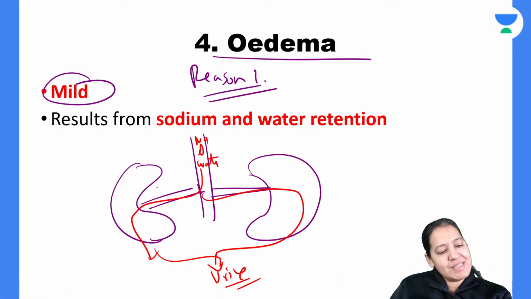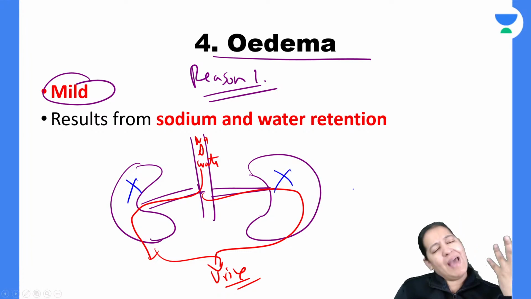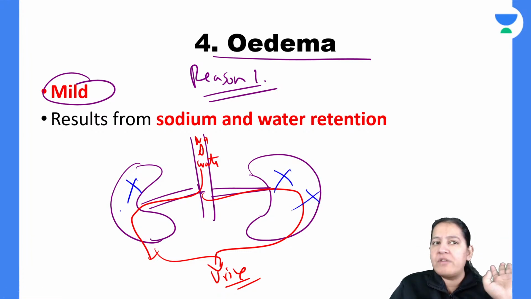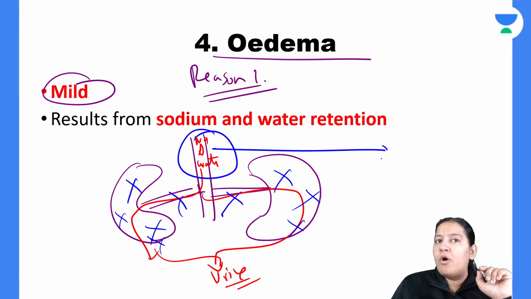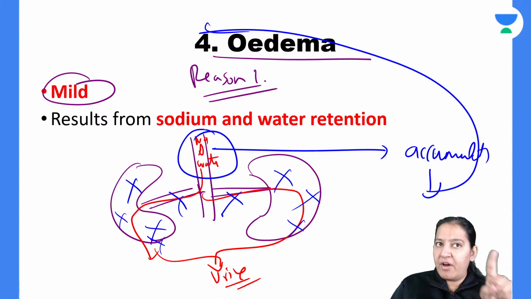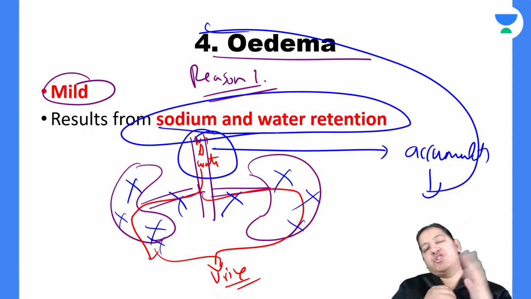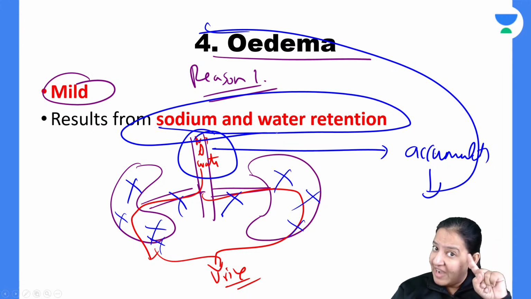But if kidneys have some disease, glomerulonephritis or any disease, because of which kidneys are not very much functional, they are not excreting sodium and water out of the body. So sodium and water will accumulate in the body, and accumulation of sodium and water is leading to edema. So the reason for edema is sodium water retention in the body. Give me a thumbs up. That is the reason for edema here in nephritic syndrome.